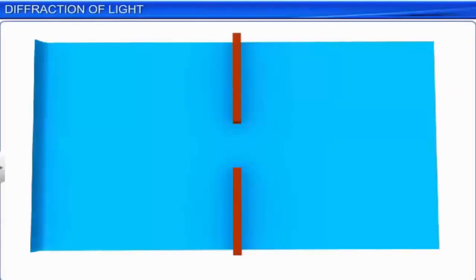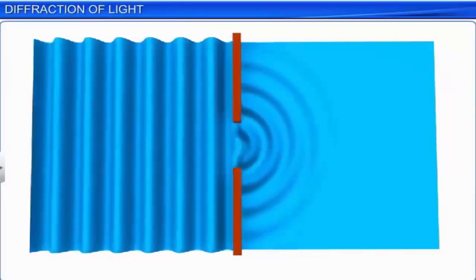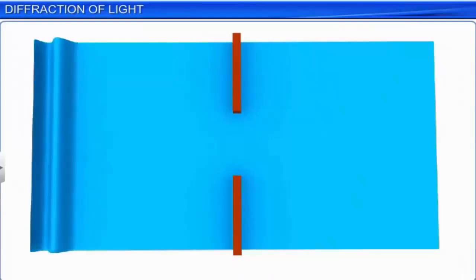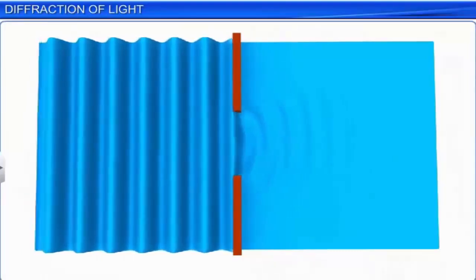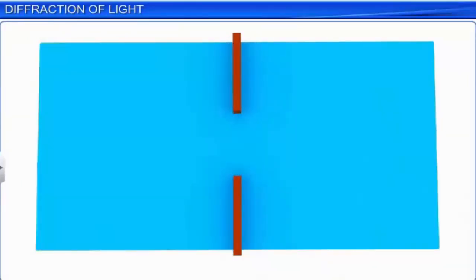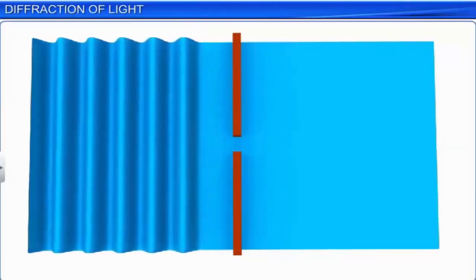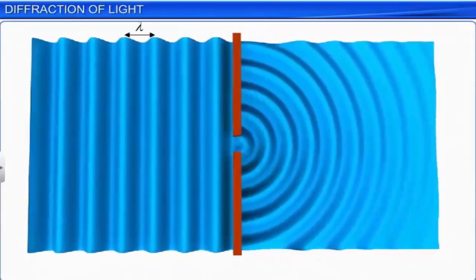Observe the diffraction of water waves at a narrow slit placed in their path. When the size of the slit is large, the diffraction of water waves is quite negligible. On the other hand, when the size of the slit is very small, we observe the diffraction of water waves very clearly. The diffraction of waves depends on their wavelengths. If the size of the obstacle or the slit is of the order of the wavelength of incident waves, then diffraction occurs.